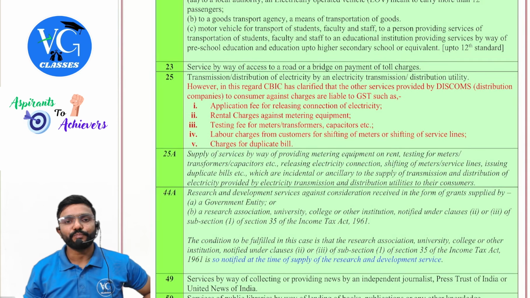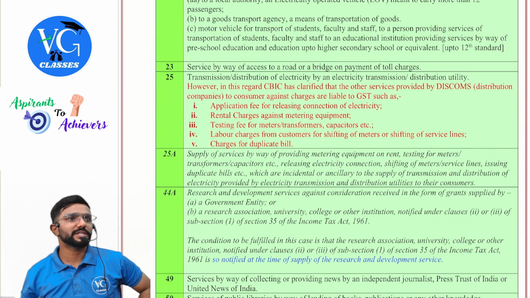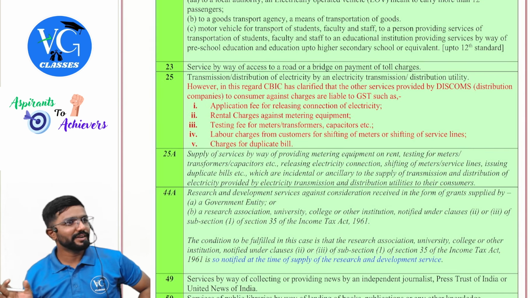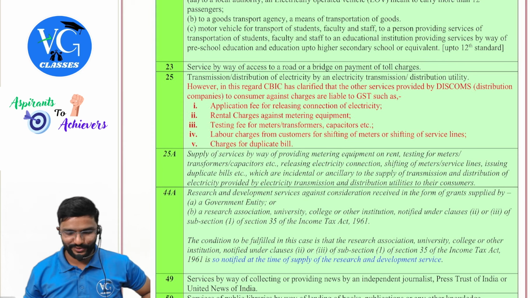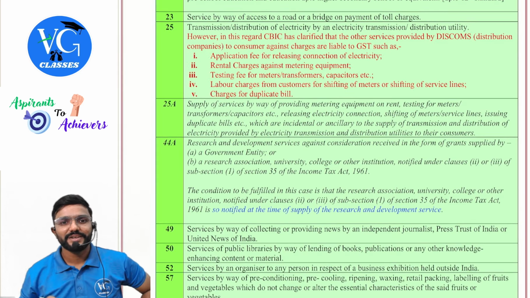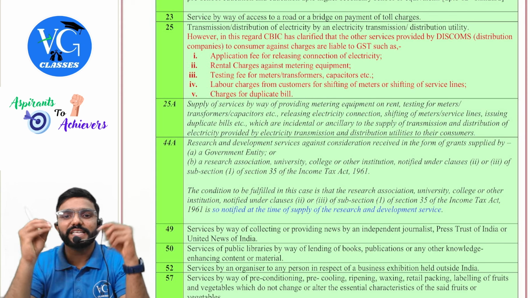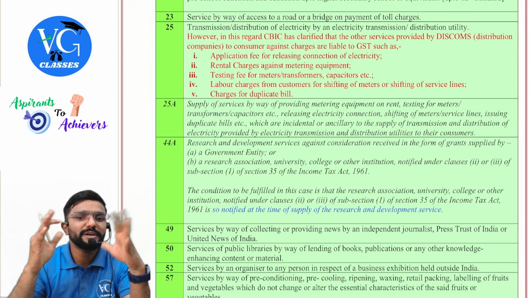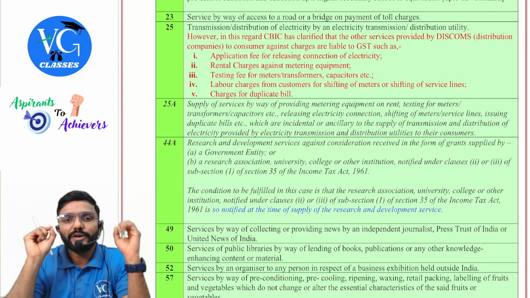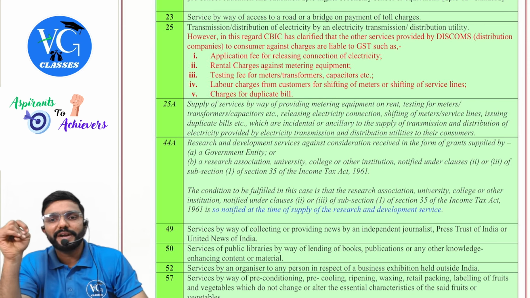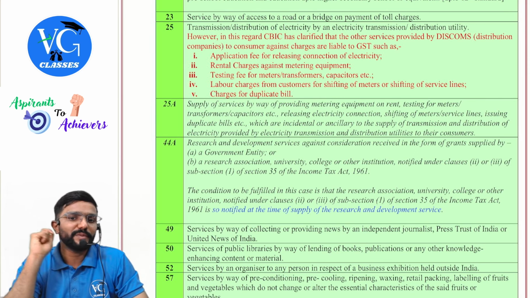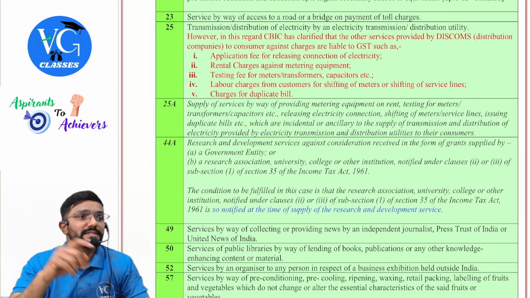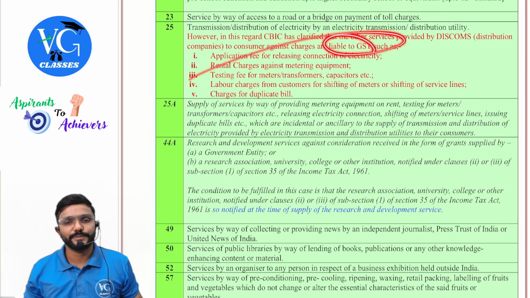Next, 23rd. Services by way of access to a road or bridge on payment of toll charges. Toll charges are already exempt. Okay, on that GST is applicable? No, no, sir. 25. Transmission or distribution of electricity by an electricity transmission or distribution utility is exempt, but the following is not exempt. However, in this regard, CBIC has clarified that the other services provided by DISCOMs, that is distribution companies, to consumers against charges are liable to GST.